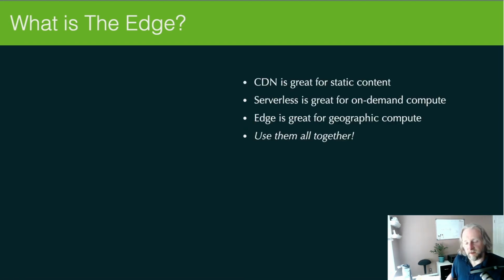So just to touch upon the points I made. A CDN is great for static content. Serverless is great for on-demand compute. And edge is great for geographic compute. And in this demo, we're going to use them all together, and you can too.